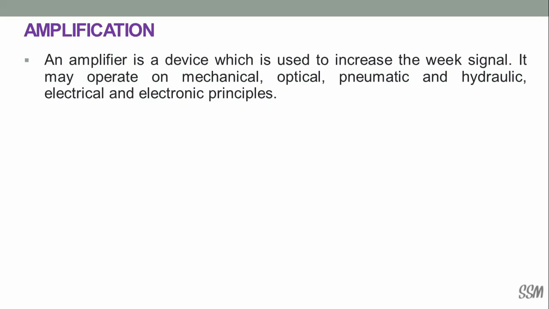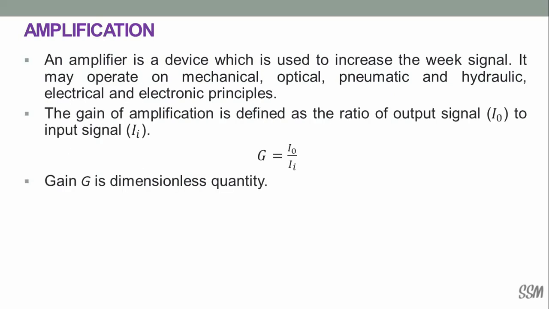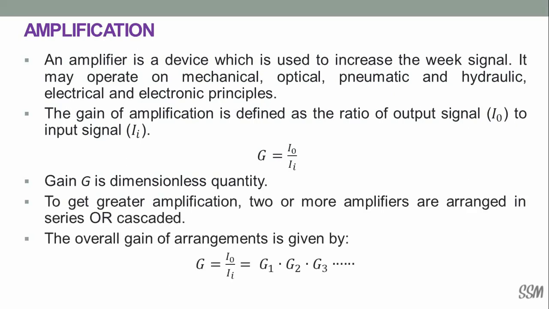Amplification: an amplifier is a device which is used to increase a weak signal. It may operate on mechanical, optical, pneumatic, hydraulic, electrical, and electronic principles. The gain of amplification is defined as the ratio of output signal I naught to the input signal Ii, G equal to I naught by Ii. The gain is a dimensionless quantity.